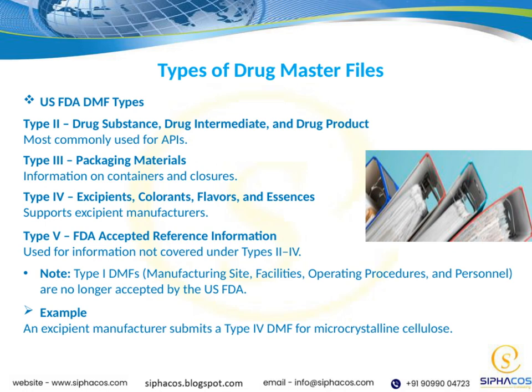Type 3 focuses on packaging materials, like containers and closures. Type 4 supports excipient manufacturers, covering things like colorants and flavors. Type 5 is a catch-all for reference info that doesn't fit the others. It's important to know that Type 1 DMFs are no longer accepted. For example, an excipient maker would submit a Type 4 DMF for microcrystalline cellulose.